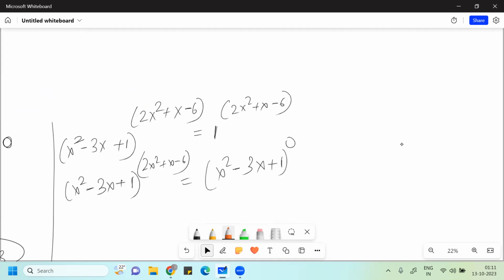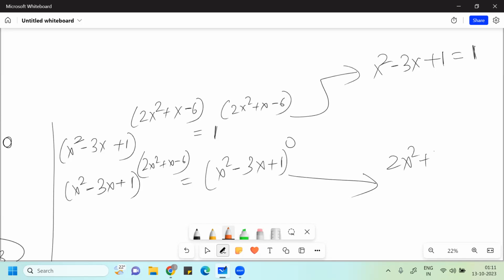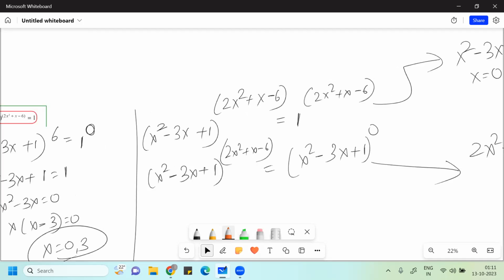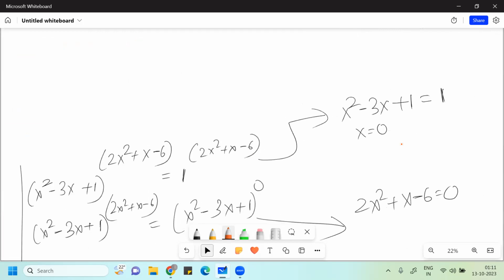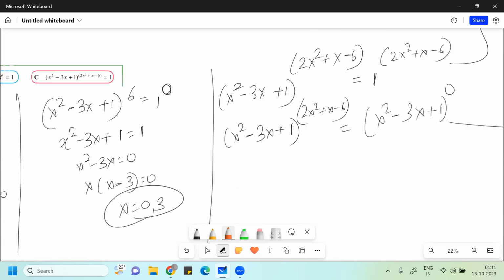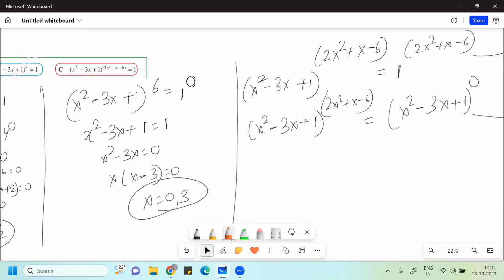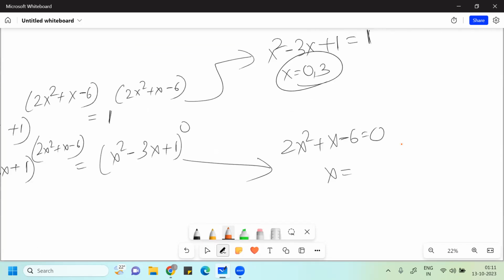If I consider this case, then this means x square minus 3x plus 1 is equal to 1. If I consider this case, it means 2x square plus x minus 6 is equal to 0. If I consider the first case, then I'm getting the x value as 0 or 3. And if I'm considering the second case, then I'm getting the x value as minus 2 and 3 by 2. Clear? I hope you understood this.